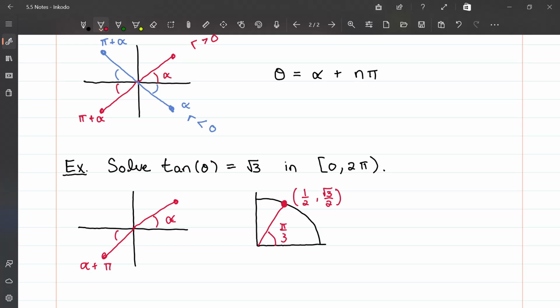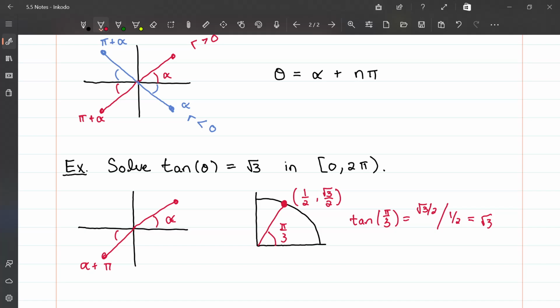As a little reminder, one of our essential angles in quadrant 1 that we know is pi over 3, and it has a terminal point of 1/2 comma root 3 over 2. If I calculate tangent of pi over 3, since we know that tangent is always given by the y-coordinate divided by the x-coordinate, that would be root 3 over 2 divided by 1/2. And a little bit of simplification should quickly convince you that the answer is root 3. This must be our answer.